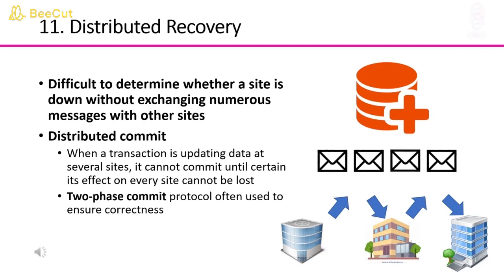In distributed database and transaction systems, a distributed commit protocol is required to ensure that the effects of a distributed transaction are atomic. That is, either all the effects of the transaction persist or none persist, whether or not failures occur. When a transaction is updating data at several sites, it cannot commit until it is certain its effect on every site cannot be lost. Two-phase commit protocol is often used to ensure correctness.